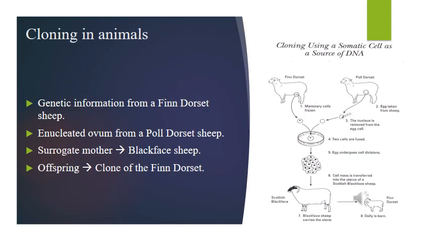Cloning in animals. Genetic information from a Finn-Dorset sheep is inserted into an enucleated ovum from a Scottish Blackface sheep. The surrogate mother, a Scottish Blackface sheep, gives birth to an offspring which is a clone of the Finn-Dorset. This is clearly explained in the picture on the side of this presentation. So the picture clearly describes cloning using a somatic cell as a source of DNA.